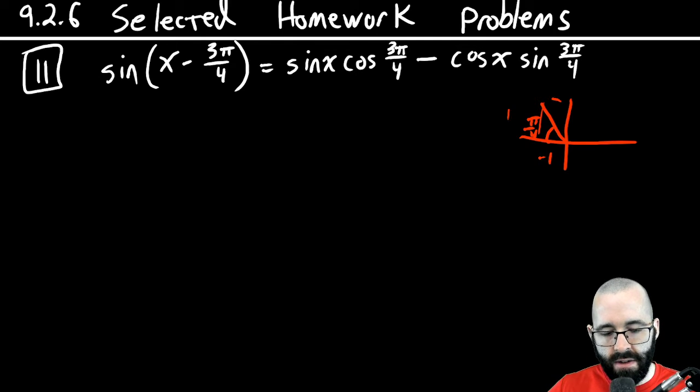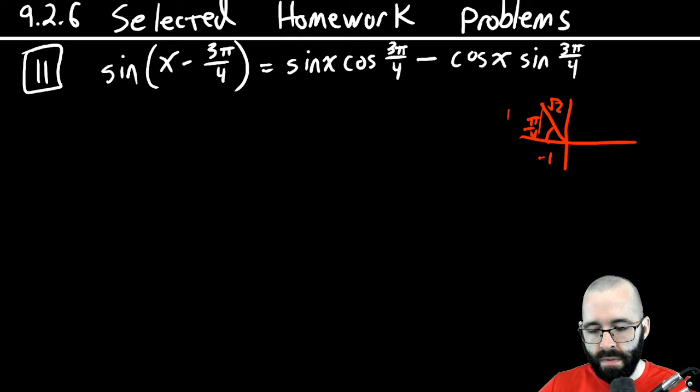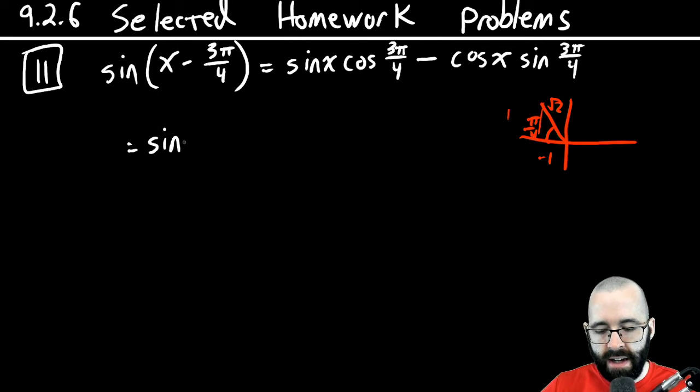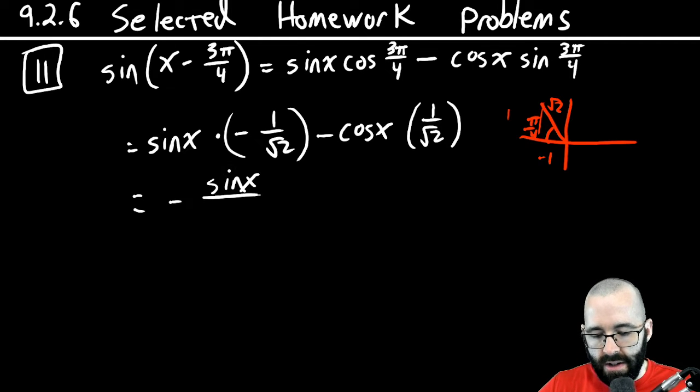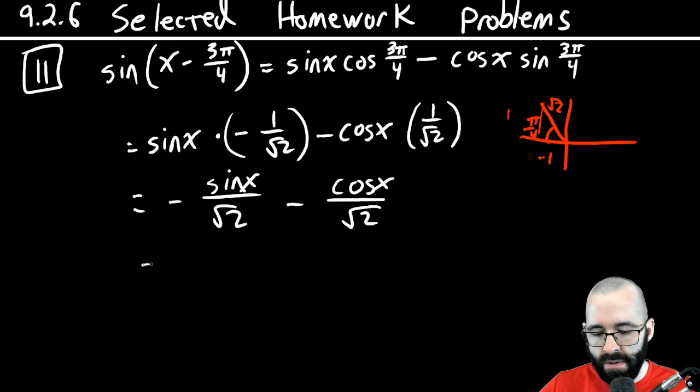So we have this sort of dealio. We're going to get the sine of x times the cosine of that. It's going to be cosine's negative in that quadrant. We get negative 1 over root 2. Minus the cosine of x times the sine. Sine's positive in that quadrant. 1 over root 2. So we get negative sine of x over root 2 minus cosine of x over root 2.